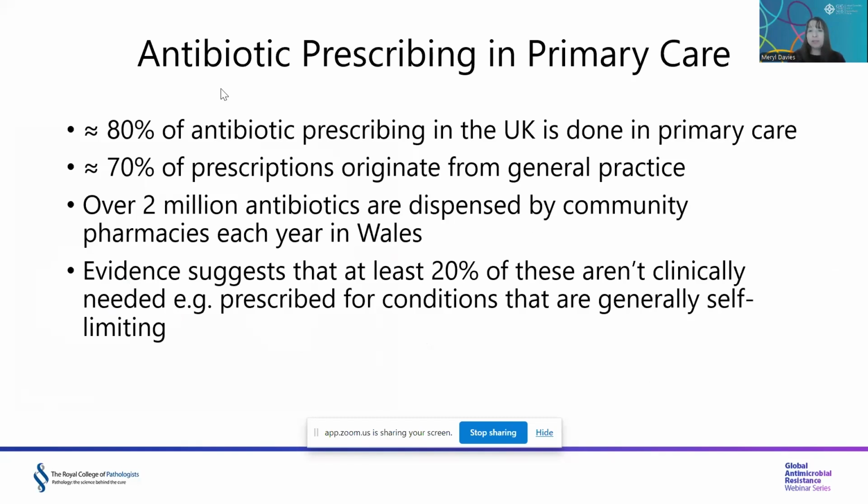So, antibiotic prescribing in primary care in the United Kingdom: around 80%, so the vast majority of antibiotic prescribing in the UK, is done in primary care. Around 70% of these prescriptions originate from general practice. In Wales, over 2 million antibiotics are dispensed by community pharmacies every year. And evidence suggests that in the United Kingdom, at least 20% of these antibiotics aren't clinically needed. They're prescribed for conditions that are generally self-limiting in nature or may even be viral in nature.